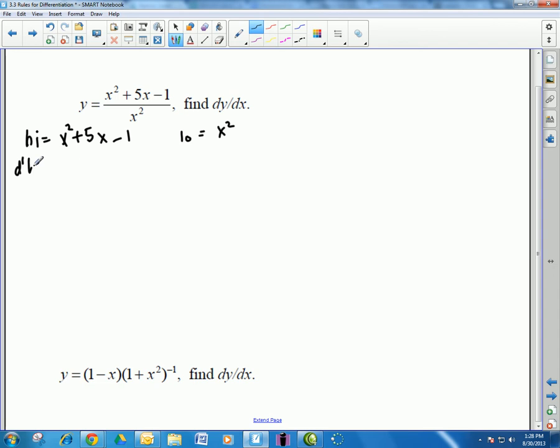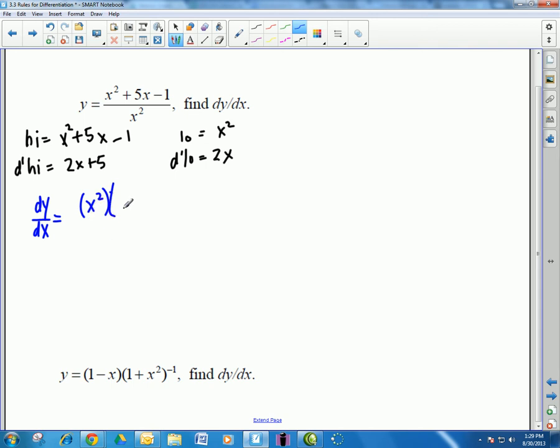So d high is going to be 2x plus 5, and d low is just 2x. Okay, now we can put that into low d high minus high d low over low low. So the derivative, dy over dx, is going to be low, d high. Use parentheses for everything. Use parentheses around every low, every high, every d low, every d high, so it's much less confusing when you go to simplify.